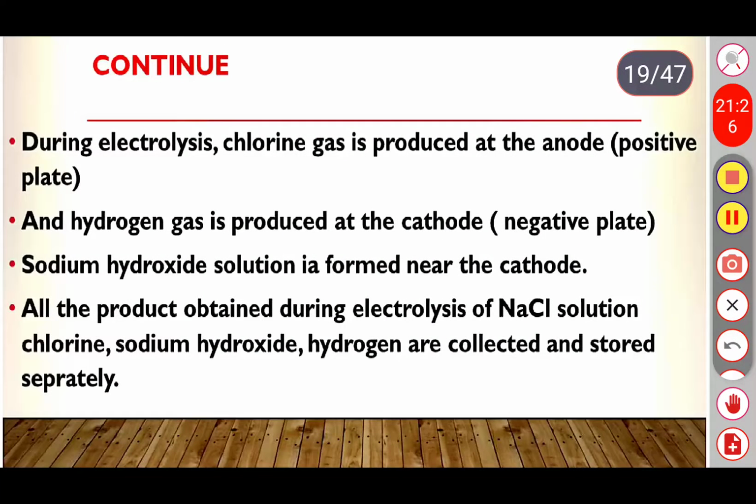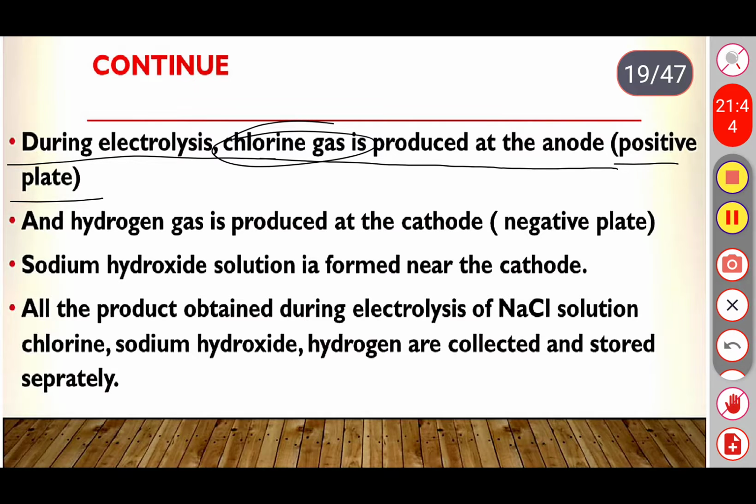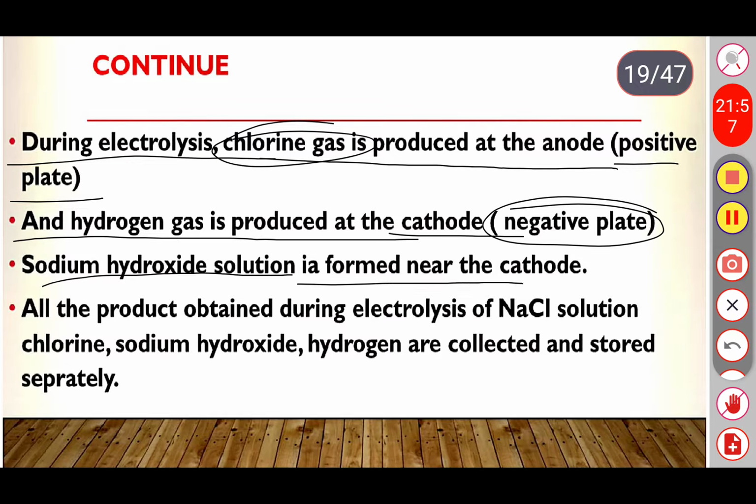During the electrolysis, chlorine gas is produced at the anode, that is the positive plate of the electrolysis. At the positive plate, it will absorb the chlorine gas, and hydrogen gas is produced at the cathode, that is the negative plate of the electrolysis. Sodium hydroxide solution is formed near the cathode plate.